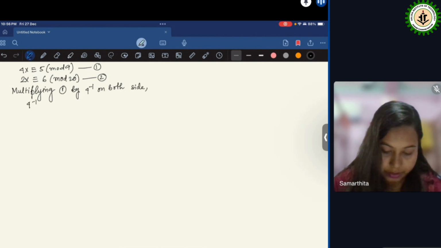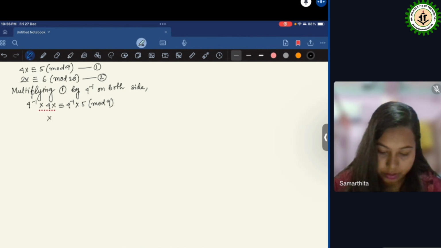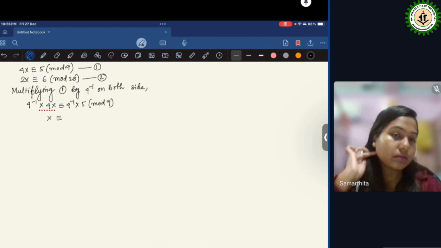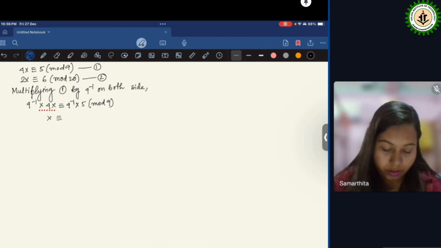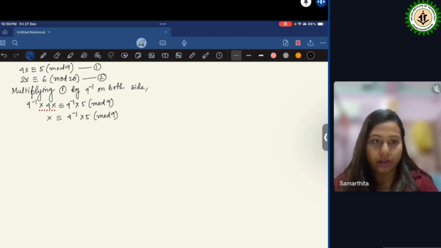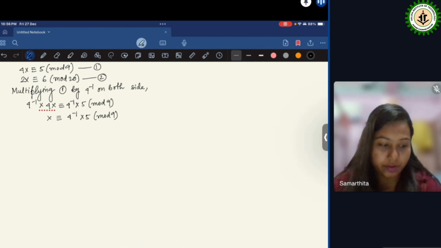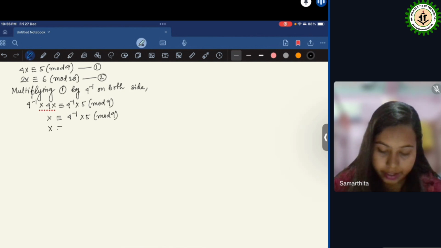So 4 inverse into 4x congruent to 4 inverse into 5 more, right? So now x congruent to 4 inverse cross 5 mod 9. And again now we have to remove the 4 inverse, right? So now we will get 7.